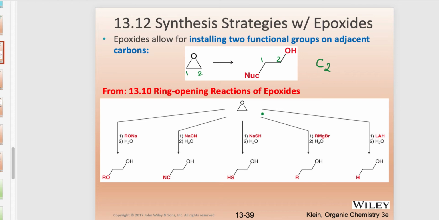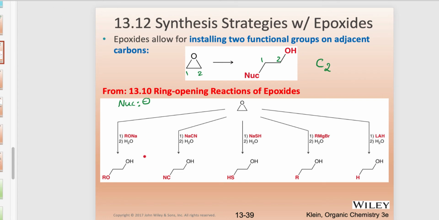You can pause here. I recommend that. Go ahead and figure out what is Nuc minus. So pause the video, look at the reagents in red, and figure out the group that is delivered with the first set of reagents in each case.